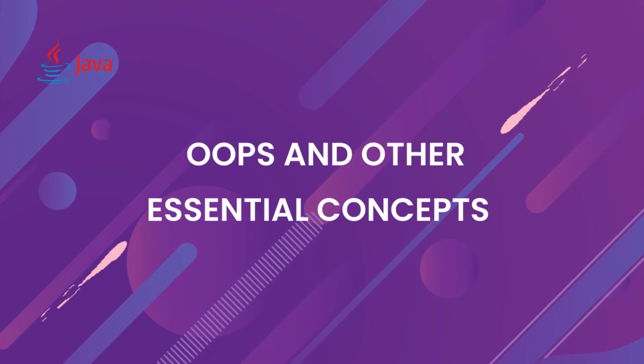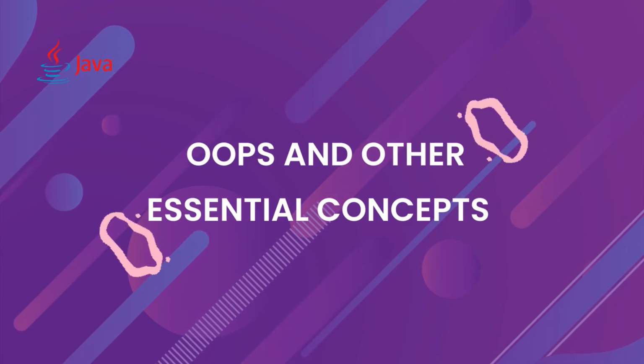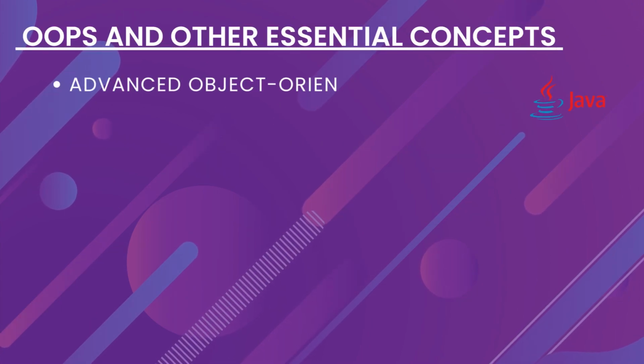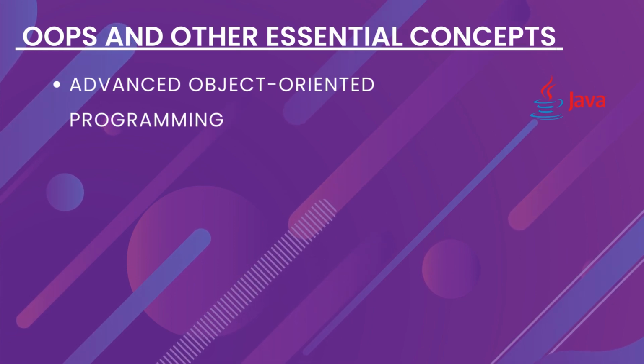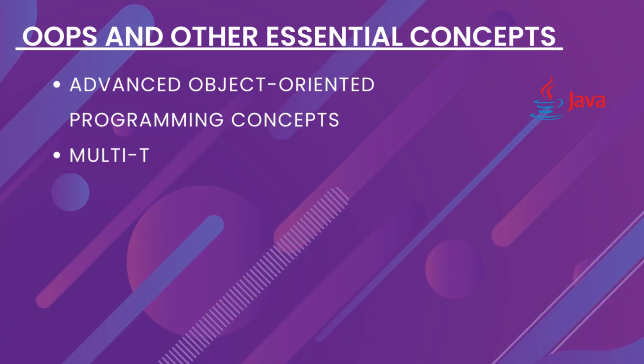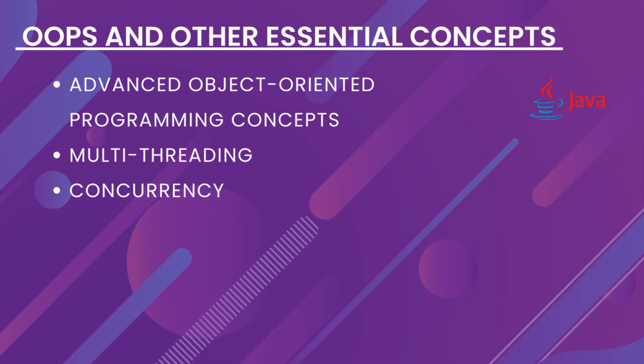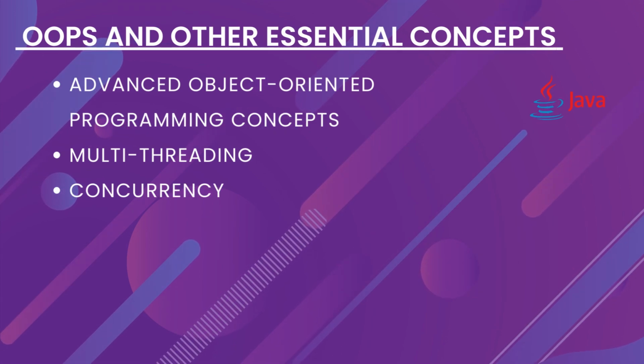In the third module, Loops and other essential concepts, you will learn more advanced object-oriented programming concepts, such as interfaces, abstract classes, and encapsulation. You will also explore other essential concepts such as multi-threading and concurrency.